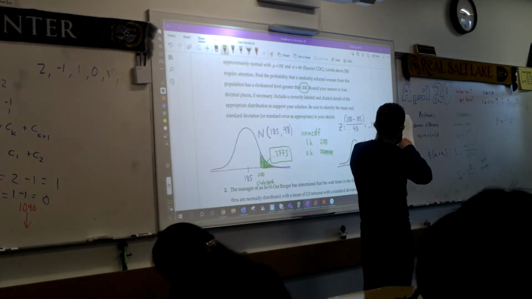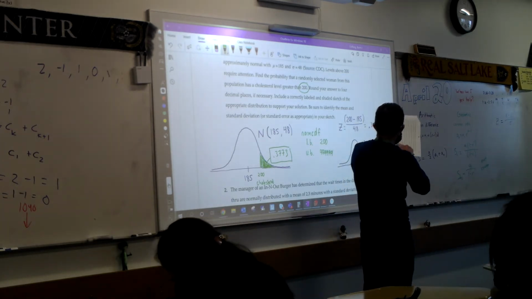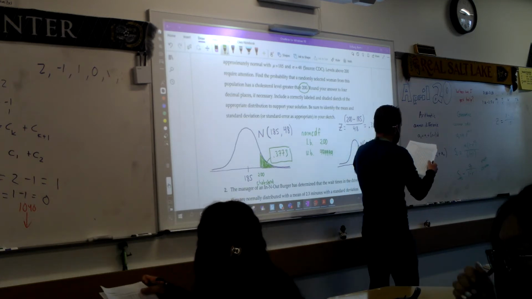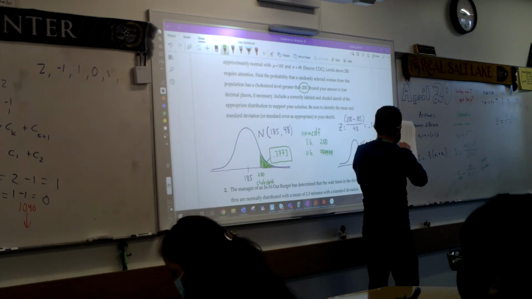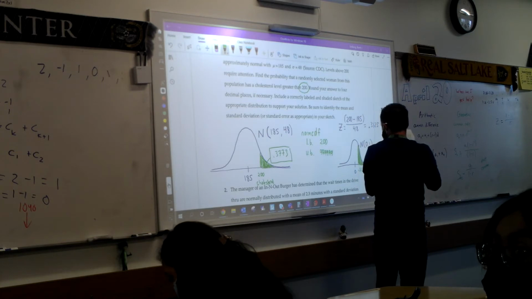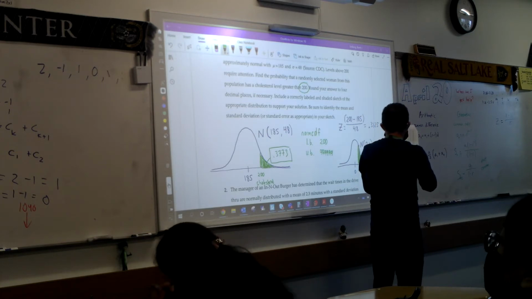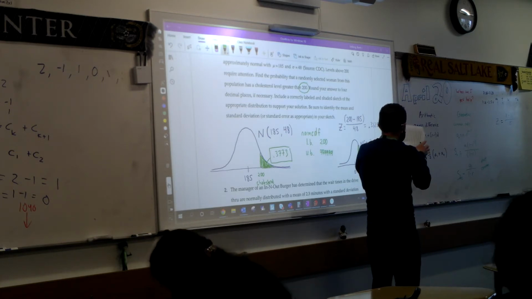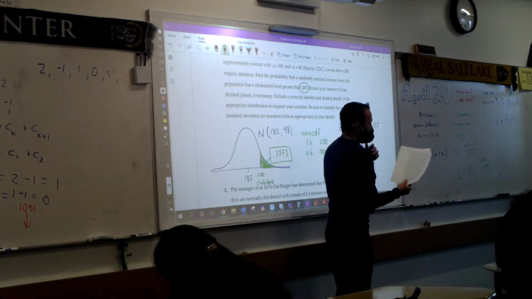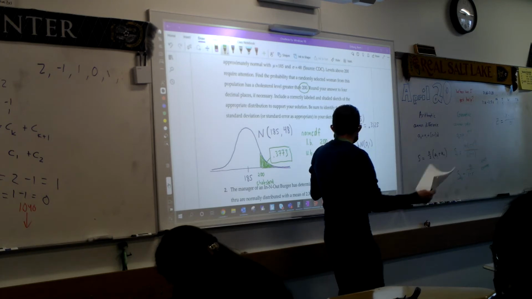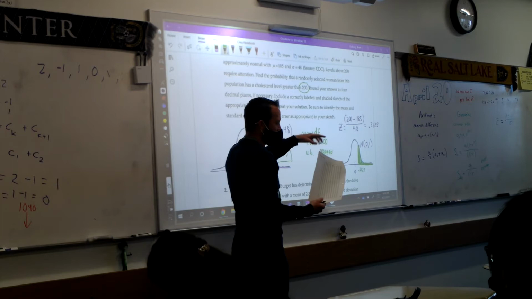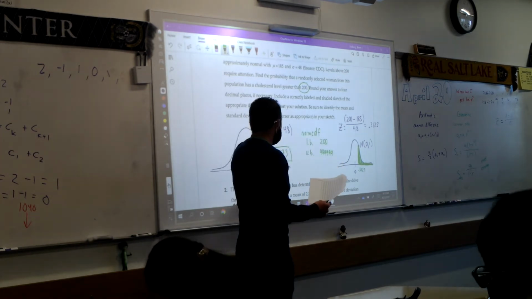Actually, I messed myself up. I'm going to go to 0.31, that's it. So I go to 0.3, and then I go over to 1, and I get 0.6217. Now that 0.6217 is to the left, so I have to do 1 minus that, and I should get something close to this. It's not going to be exact because we had to do some rounding, but it will be close.